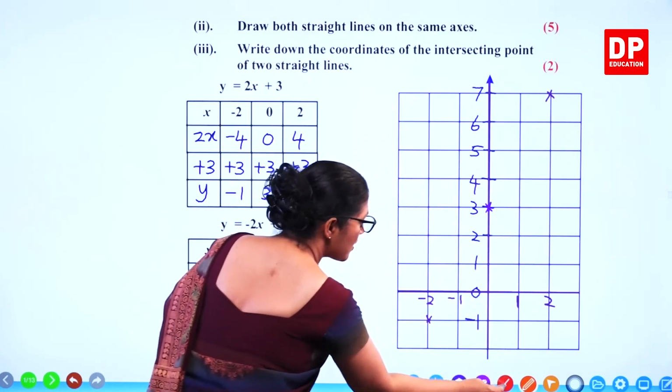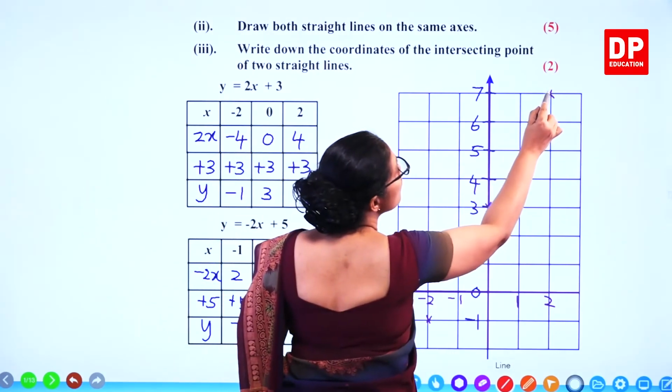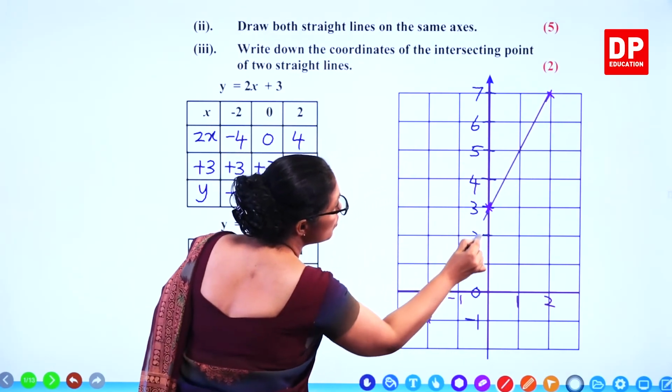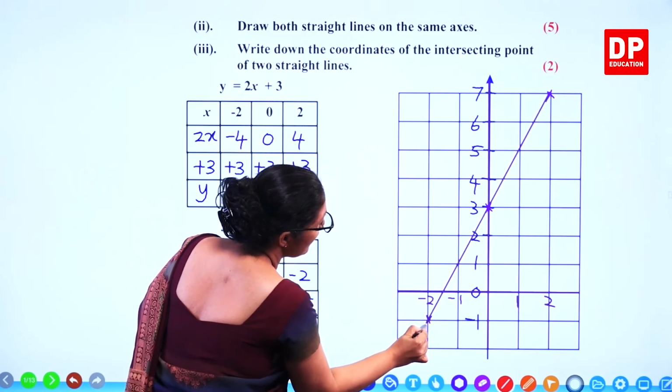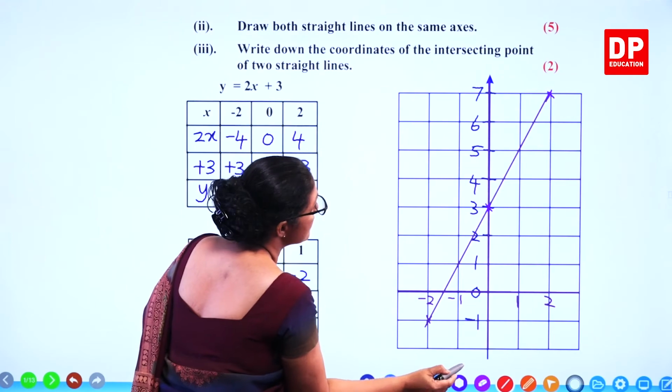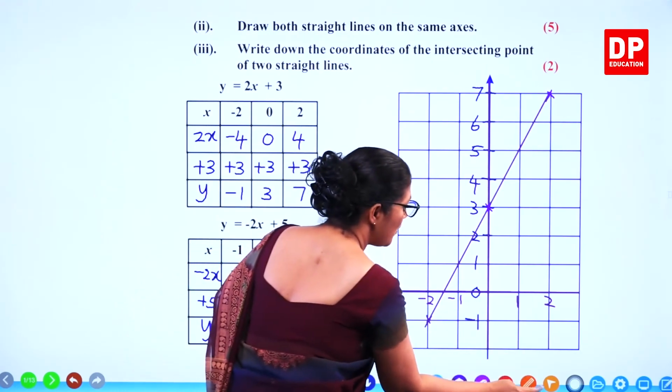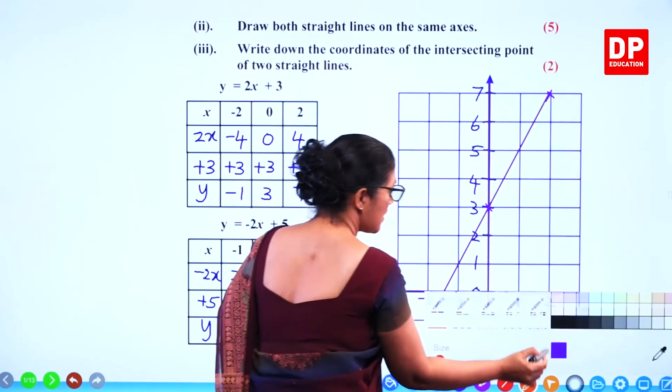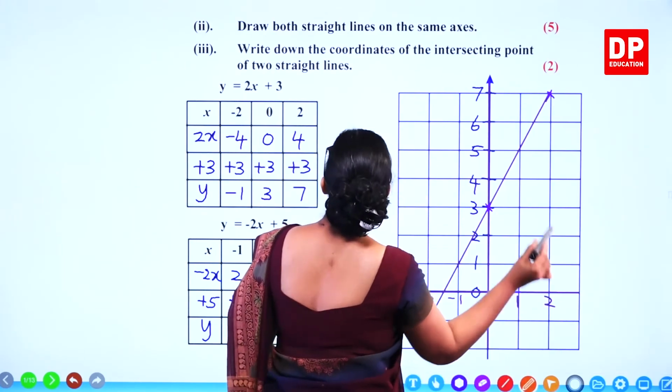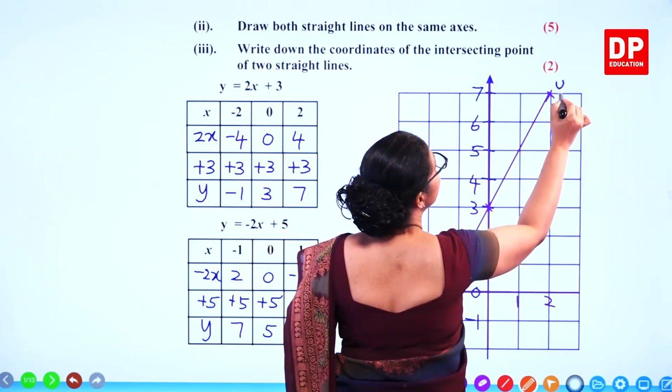Now we can connect with the ruler. So we can connect here to here using the ruler. That's the first line. So we'll write down that. So what's the line? Y equals 2x plus 3.